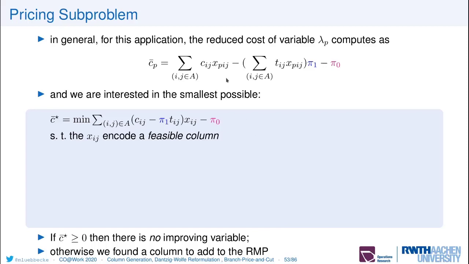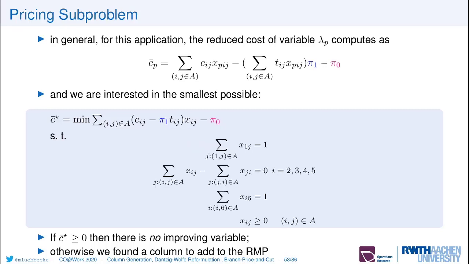Okay, and in general, here's the formula. Again, I encourage you to pause and check that this is exactly the original cost minus the dual variable vector times the coefficient column. Here, there's only one coefficient in that column and 1 in the convexity constraint. So convince yourself that this is the correct reduced cost. And I'm interested in the smallest reduced cost, so I'm minimizing that function subject to the x_ij here encoding a feasible column. So what was a feasible column? It was a path from 1 to 6, and we know how to formulate that. Surprise, surprise, these are the constraints we have seen before in the reformulation.